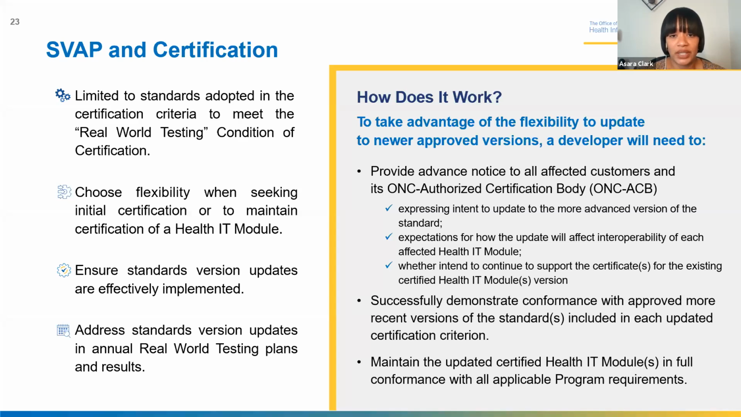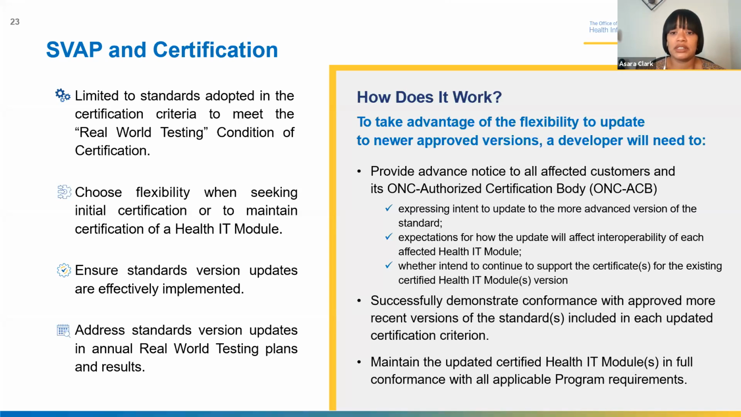Now, how does it all work? Okay, so if you decide that you want to take advantage of this flexibility and update your certified health IT to a newer version that's been approved by ONC, you're going to have to provide advance notice to all affected customers and to your ONC authorized certification body. Now, this notice should express your intent to update to the more advanced version of the standard, and the expectations for how the update will affect interoperability for each affected health IT module.